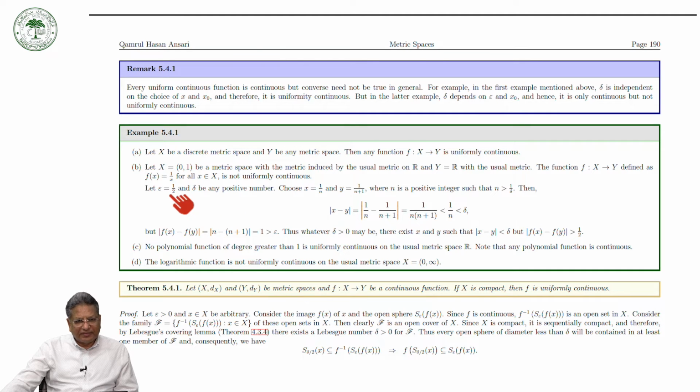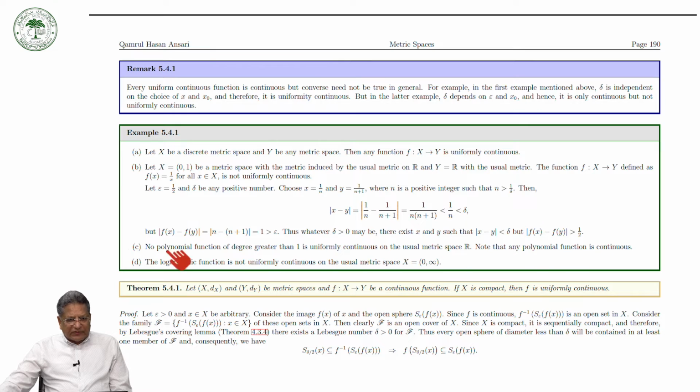equal to half. So thus, whatever delta greater than 0, there exist x and y such that the distance between x and y is less than delta, but the distance between the images of x and y is greater than 1 over 2. And therefore this function is not uniformly continuous.